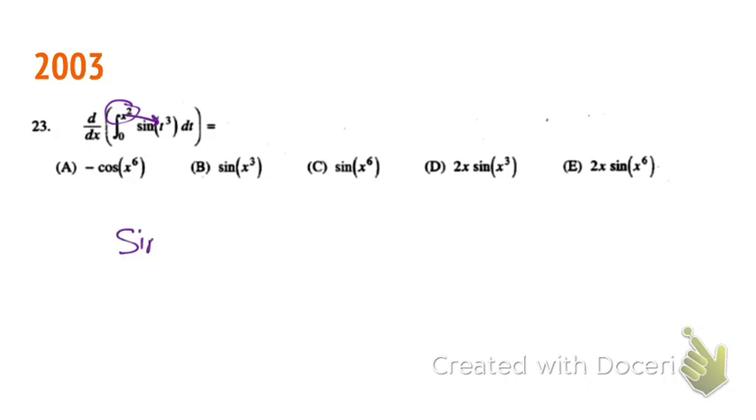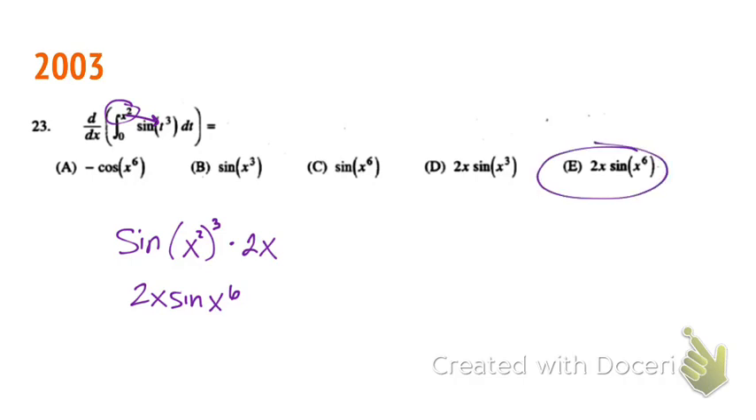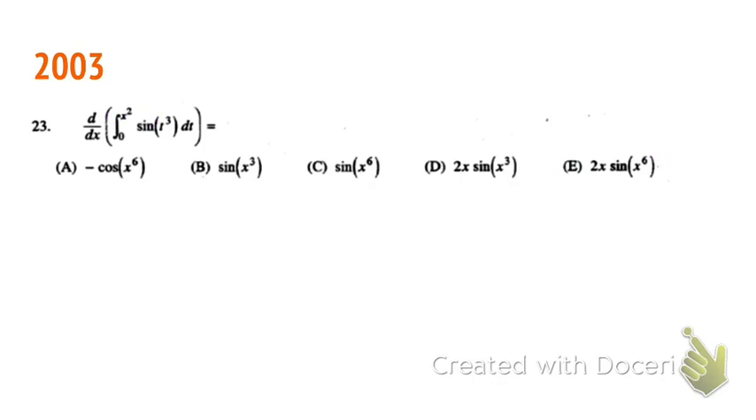So that's sine of x squared cubed. But don't forget, since this is not just a simple x, we also have to multiply by the derivative of x squared, so times 2x. If I simplify that, I get 2x times sine of x to the 6th power, which is answer choice E, 2x sine of x to the 6th power. And that's it. Like I said, it is as simple as it seems.